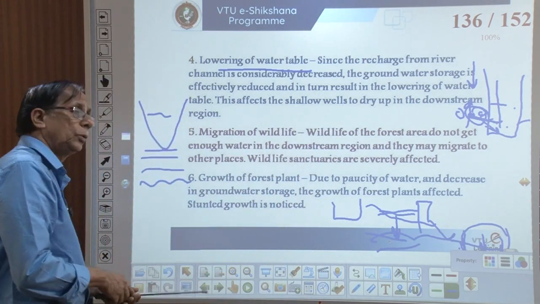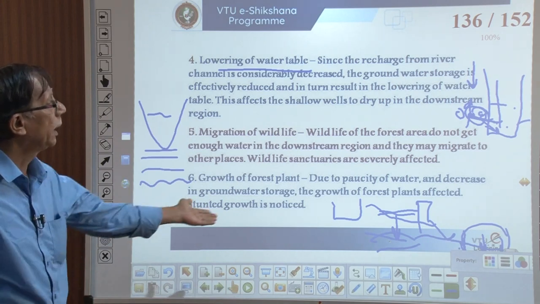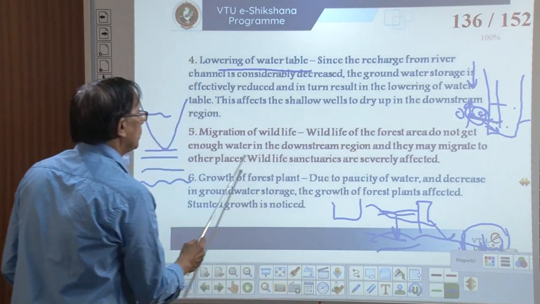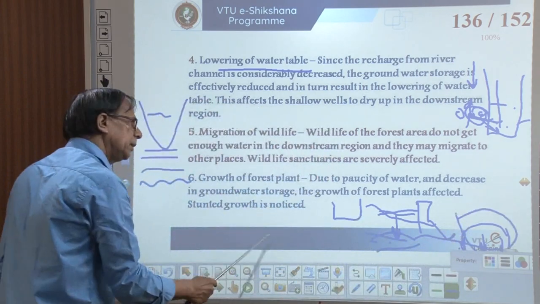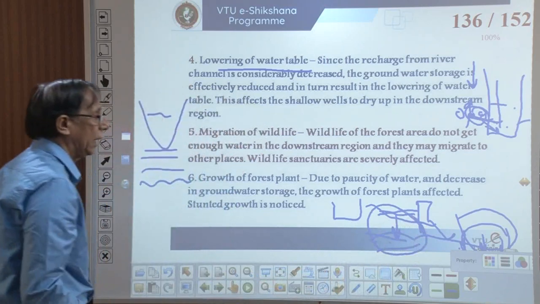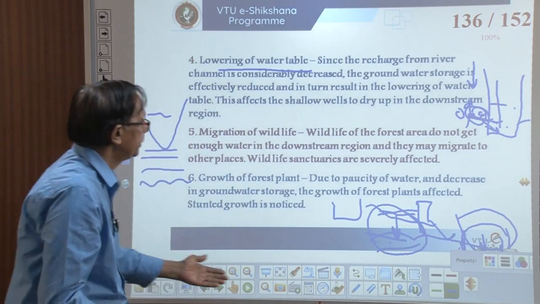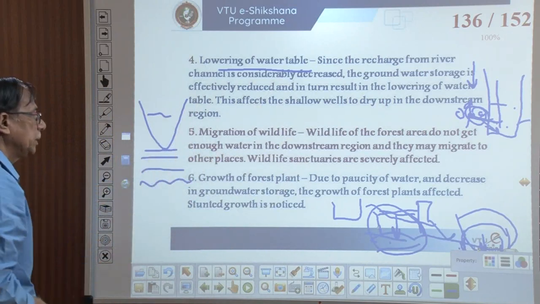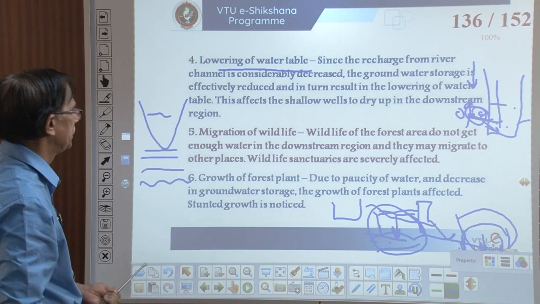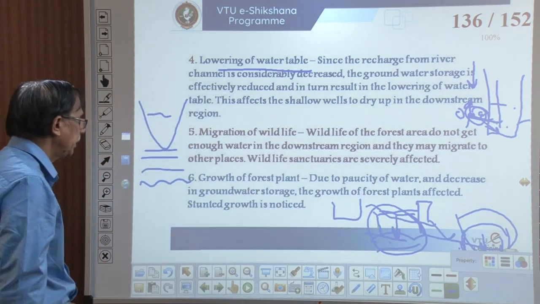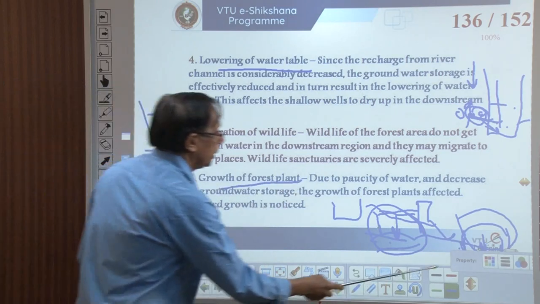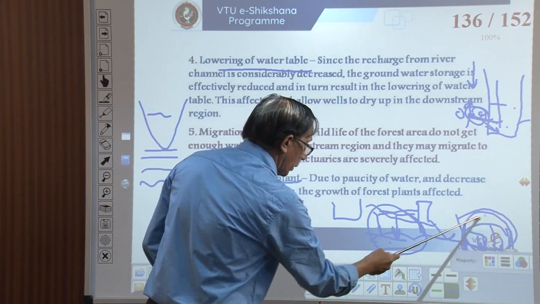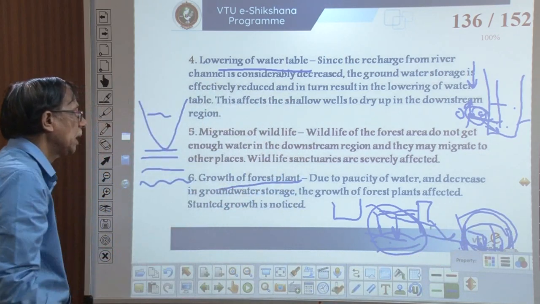Migration of wildlife during construction of a dam, yes. Land use, land cover change, rehabilitation, people may come, and therefore the wildlife of the forest do not get enough water downstream especially, they migrate. And because of the developmental activities, there is a disturbance to the animals, they also migrate. Although we have a good amount of water, they will not get it, therefore wildlife migration takes place, that is another loss of biodiversity. Wildlife sanctuaries get severely affected. Growth of forest plants: there was a flow of water, there was a growth of forest, but because of non-availability of water downstream of the dam, forest growth is affected.